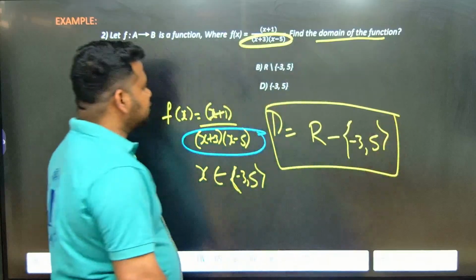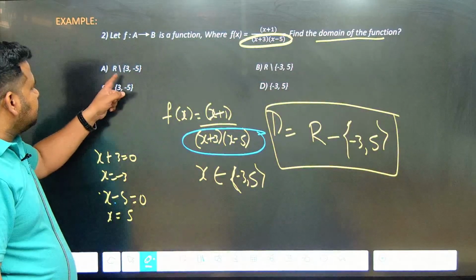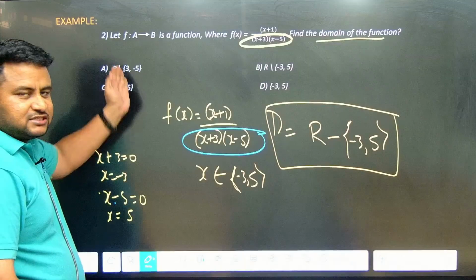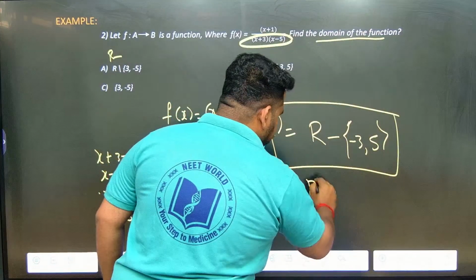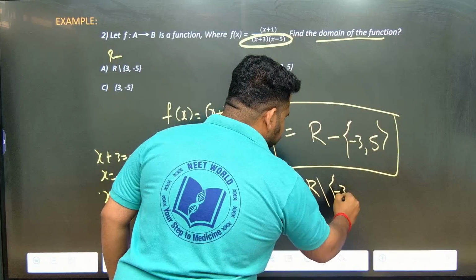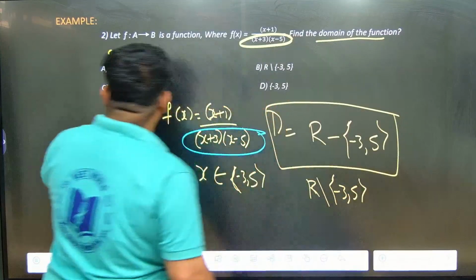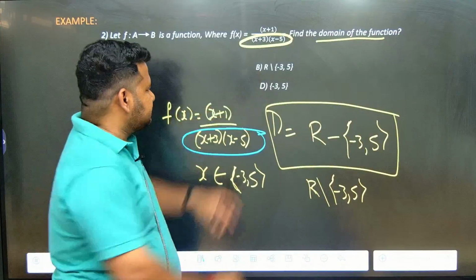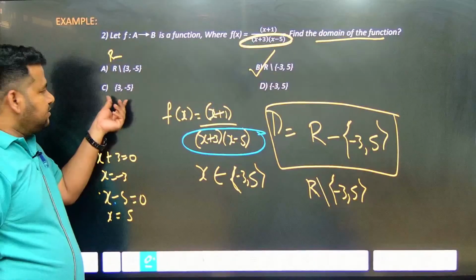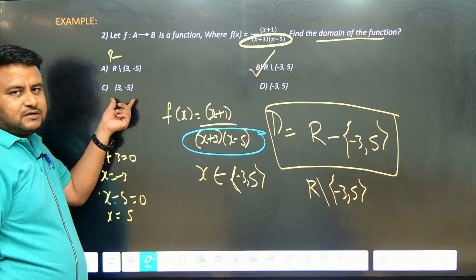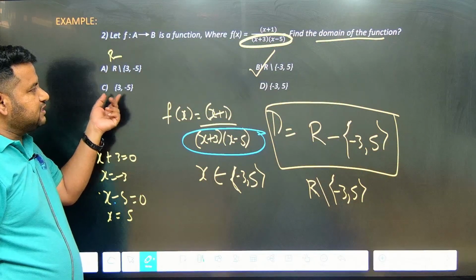So what is the option that we are having? R backslash, this means R minus. So I can write it as R backslash minus 3 comma 5. Yes, this is the absolutely correct answer. You have to remove this, but they have included this in the other option. 3 comma minus 5 is not the answer, it is minus 3 comma 5.